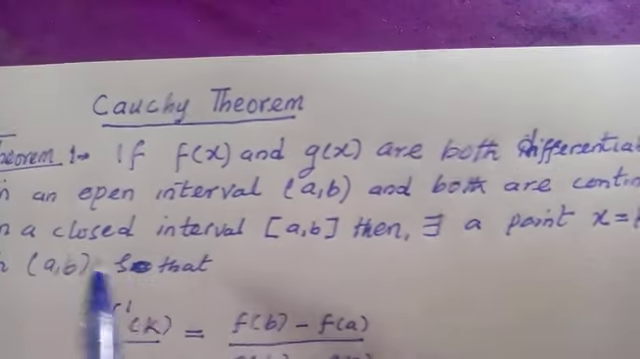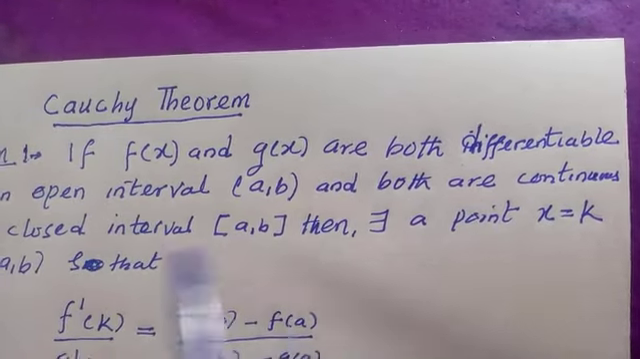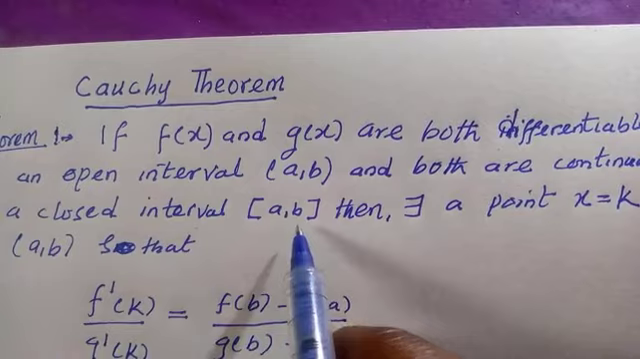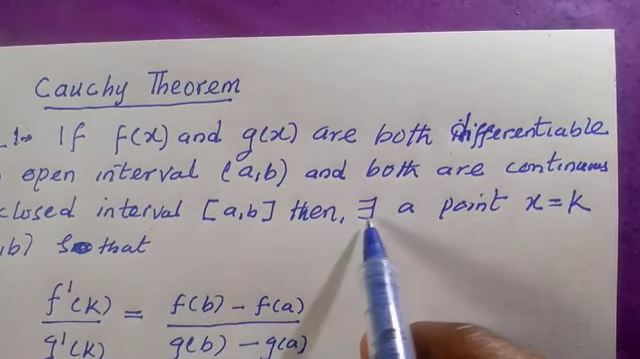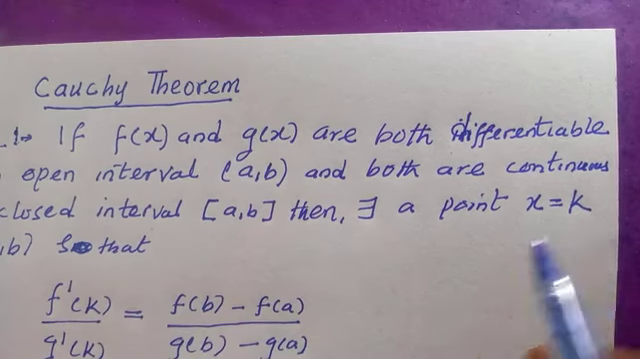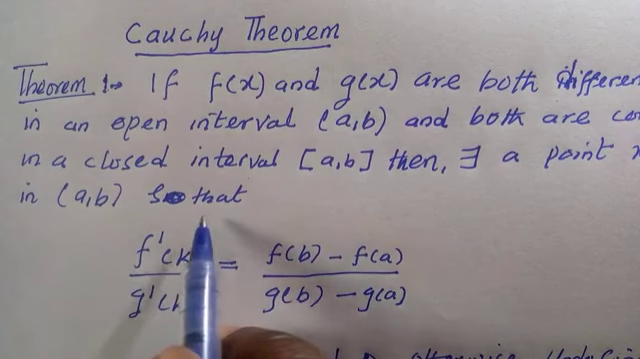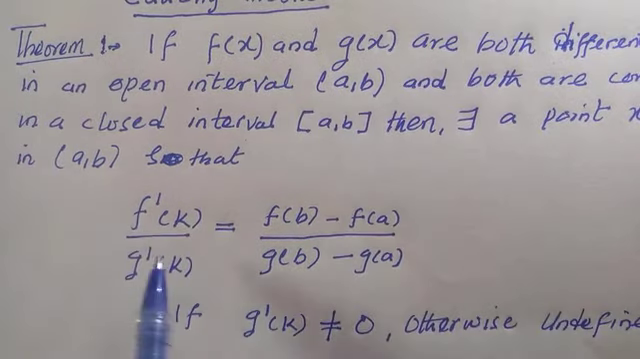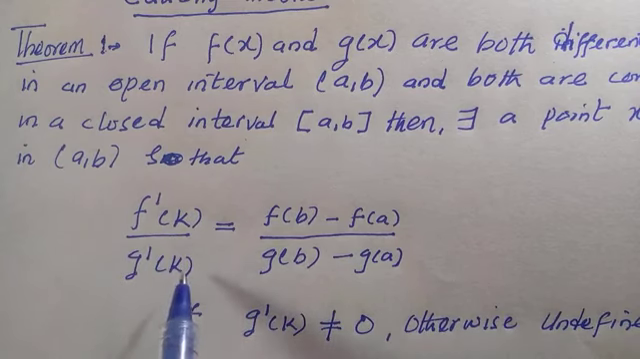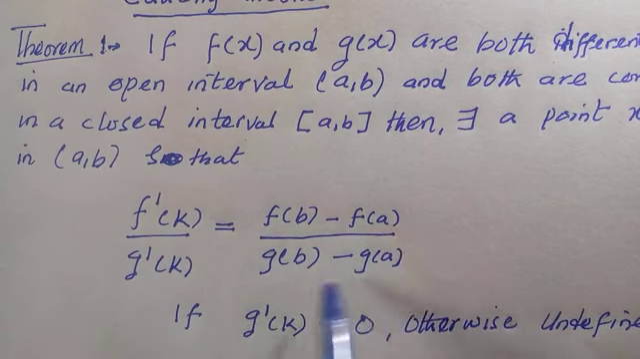So now the theorem says if f of x and g of x are both differentiable in an open interval, and both are continuous in a closed interval, then there exists a point x equals k, and this point must be a member of the open interval a comma b, so that we derive this formula for the extended mean value theorem. That is, f prime of k divided by g prime of k equals f of b minus f of a divided by g of b minus g of a.